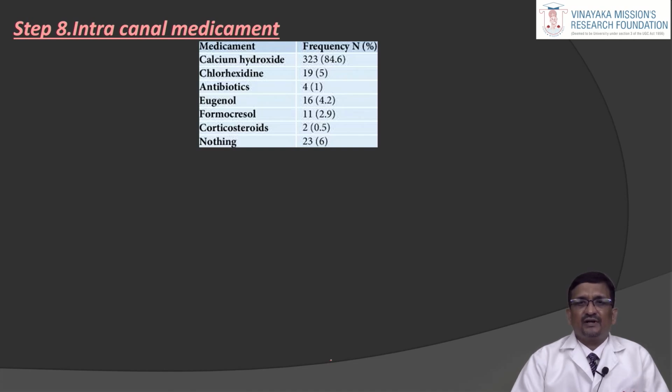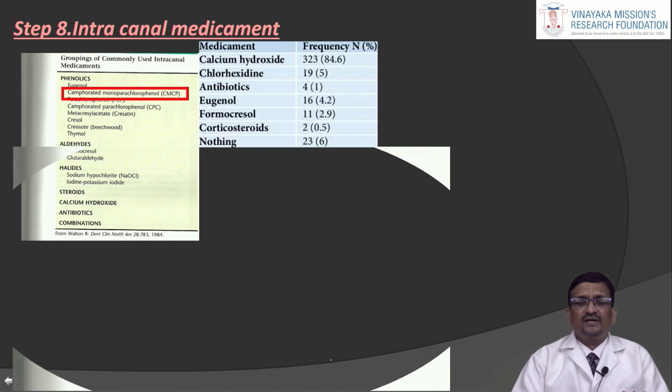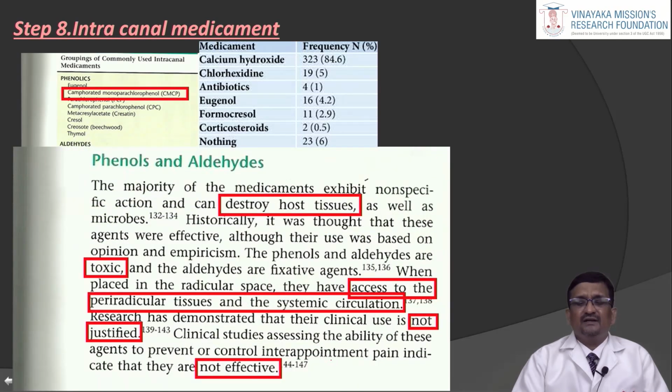Next, we all know about intracanal medicaments. They are very important. I will not go into detail of this. We all know calcium hydroxide, chlorhexidine, combinations of antibiotics. We have eugenol, paramonochlorophenol, steroids. I just want to highlight one thing: the phenols and aldehydes, they destroy host tissue. They are toxic. Nowadays they are not in use. If you use too much of phenols and aldehydes, they can cause periradicular infection. Okay, so they are not advisable.